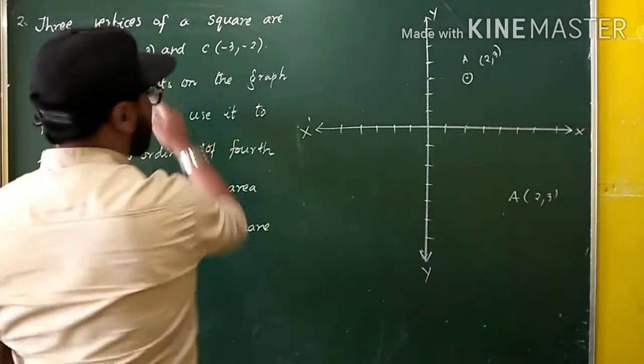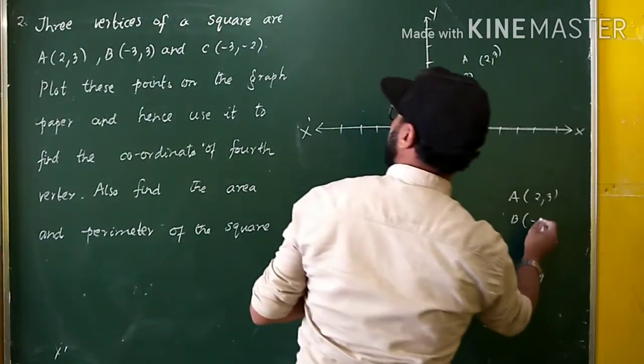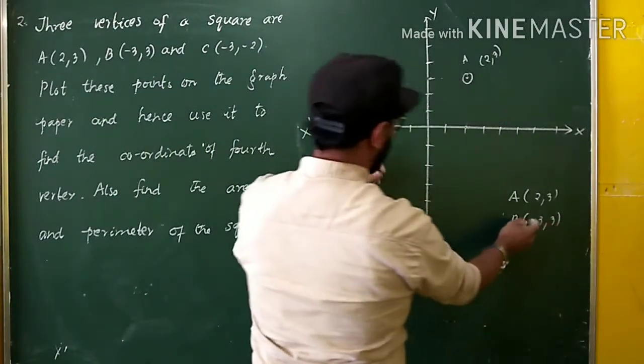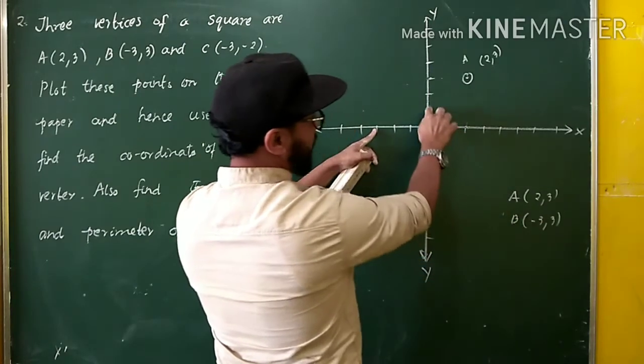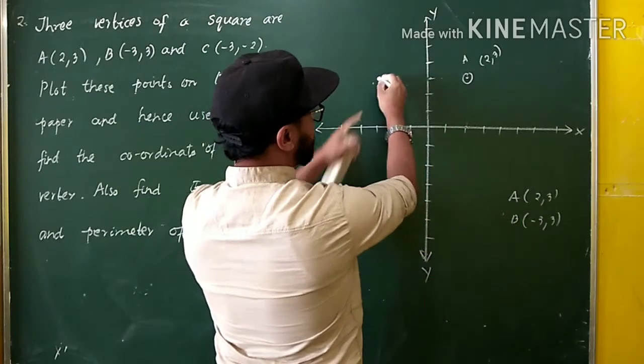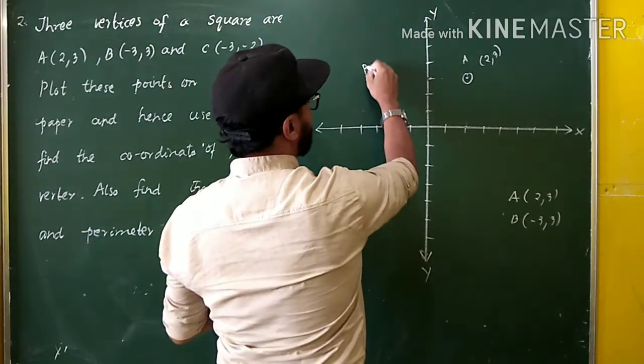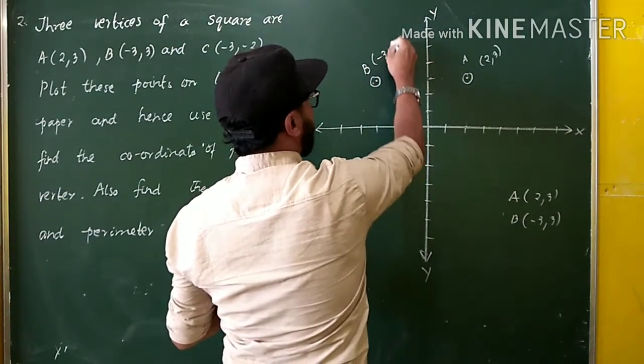Alright? Now B. B is minus 3 comma 3. Now x is minus 3, so this will go this side, x is minus 3 and y is 3, 1, 2 and 3. So these 2 will meet at this point. So this is your B, which is minus 3 comma 3.